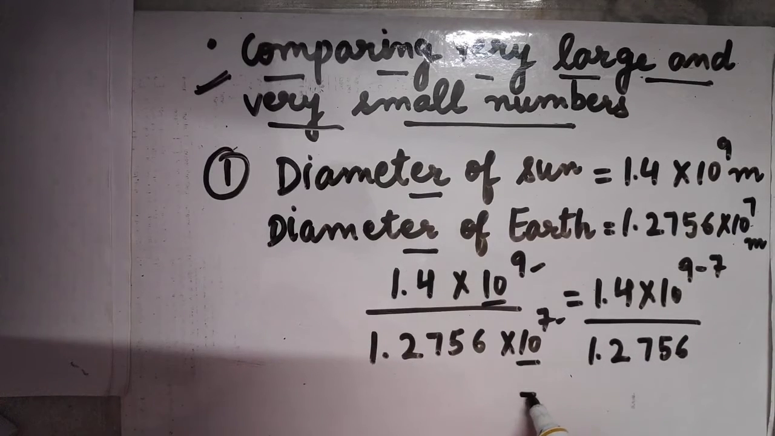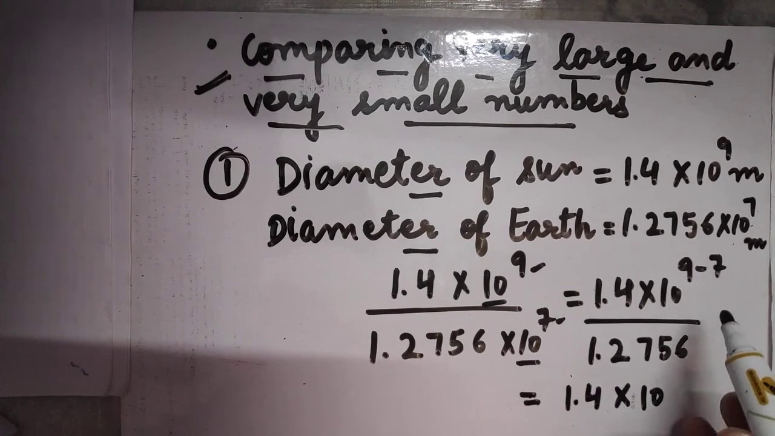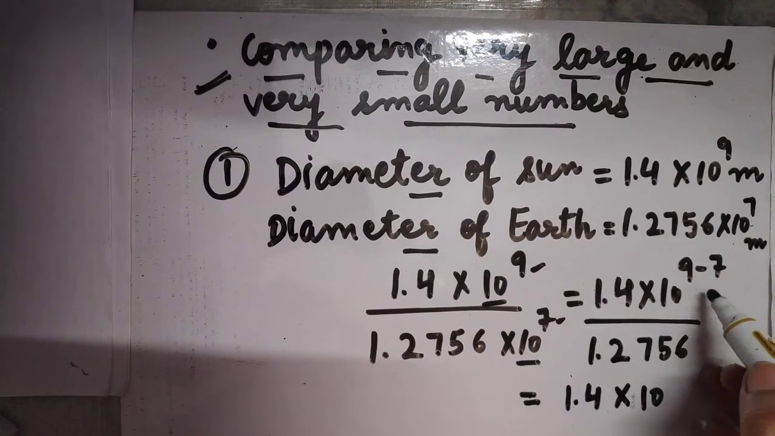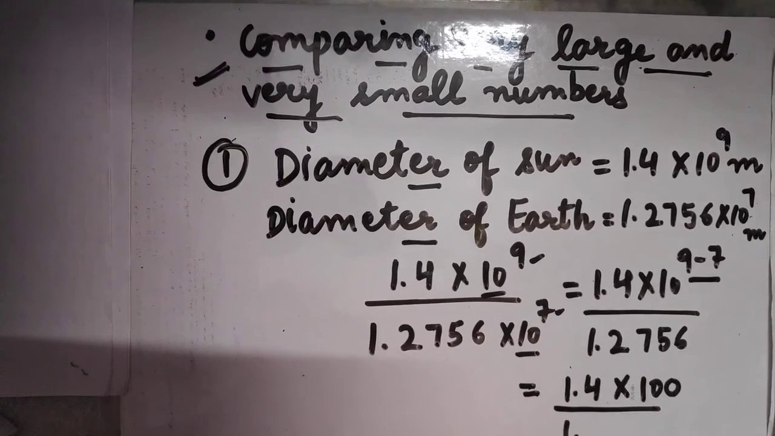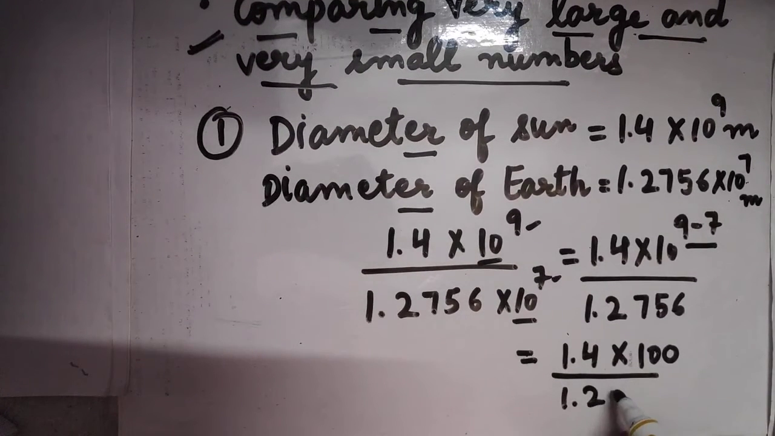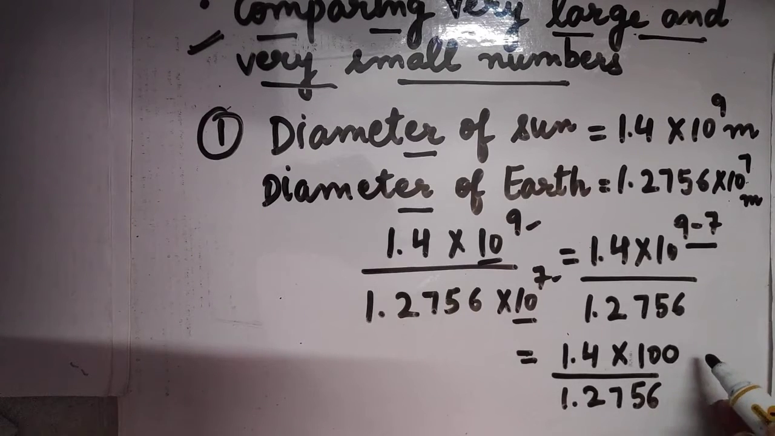So what is it equal to? 1.4 into 10 raised to the power 2, that is 9 minus 7 will give you 10 raised to the power 2. So I am writing 100 here over 1.2756. So approximately, if you divide these two, you will be getting the diameter of sun is about 110 times the diameter of earth.